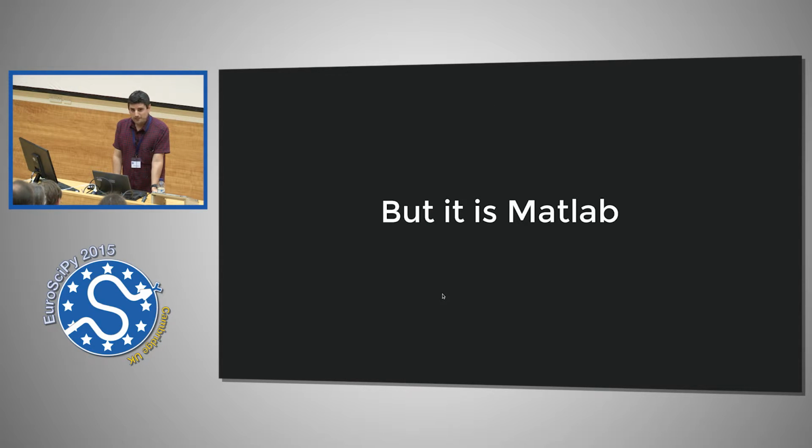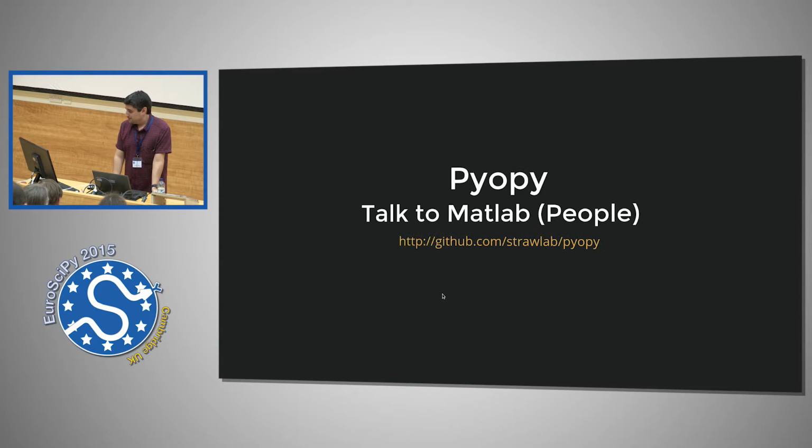But the library is MATLAB. So we actually paid a license for MATLAB that cost us €8,000 because even if we just look at flies, MathWorks considers us as a company. So we said, okay, what do we do? So we created this second library, which is called Pyopy, Python Octave Python, which is a library that allows us to talk to MATLAB and MATLAB people.